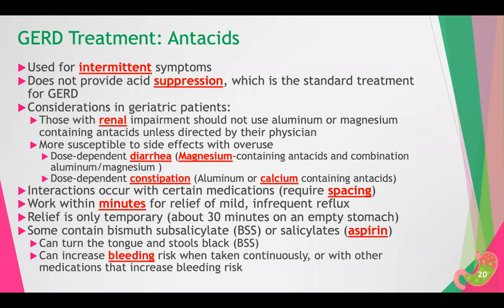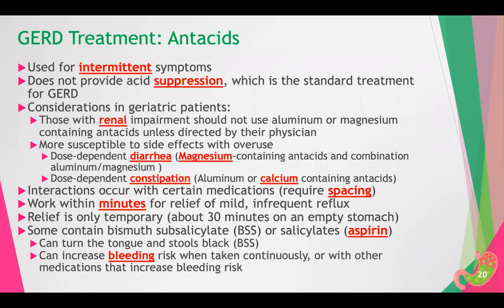So our first class of medications is antacids. Again, they're used for intermittent symptoms, and these do not provide acid suppression. Acid suppression is the standard treatment for GERD, but antacids can be used if individuals need immediate relief. But some considerations in our older patients: those with renal impairment should not use aluminum or magnesium containing antacids unless directed by their physician because it can cause issues with their renal function.